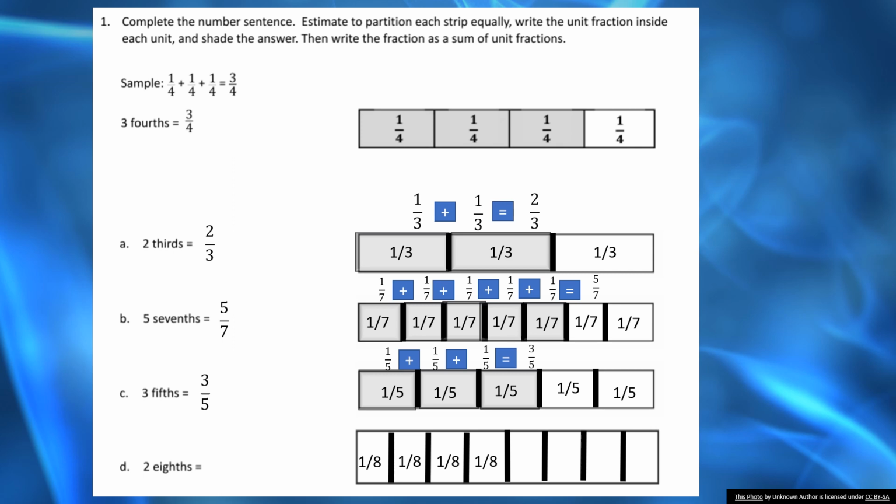So now we need to write our unit fraction of 1/8 in each part that it represents. So each section is 1/8 of this rectangle. So let's go ahead and write our 1/8 unit fractions in each section. We're writing 1/8 into each section because each section is 1/8 of the whole rectangle.